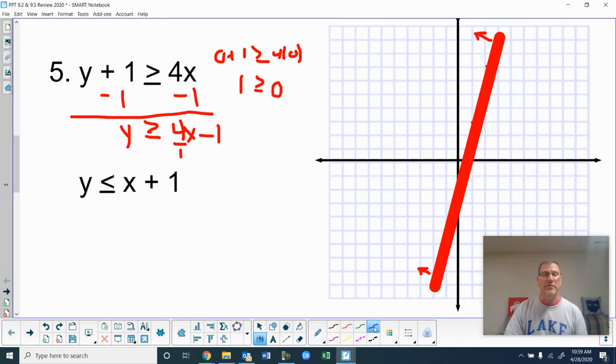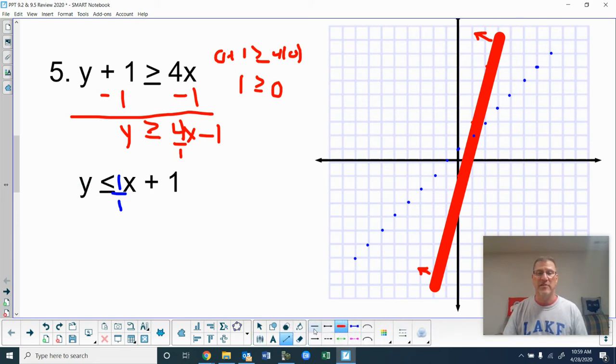All right, I'll do the next one in blue. I don't have to solve for Y. It's already done. So we start at 1. And remember, there's no number there. It's a 1. So our slope is 1 over 1. So I'll go up 1 and over 1, and or down 1, left 1. Two negatives again make a positive. All right, and then I'll make my line. Again, it's solid, less than or equal to. I'm going to use just this one there.